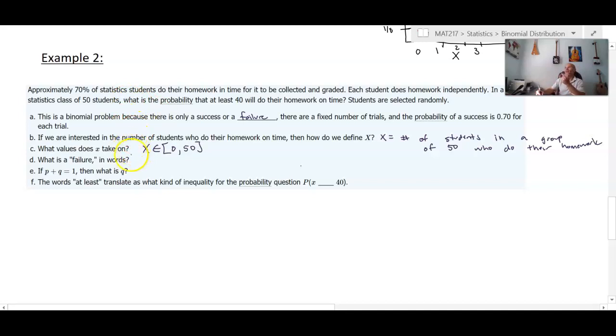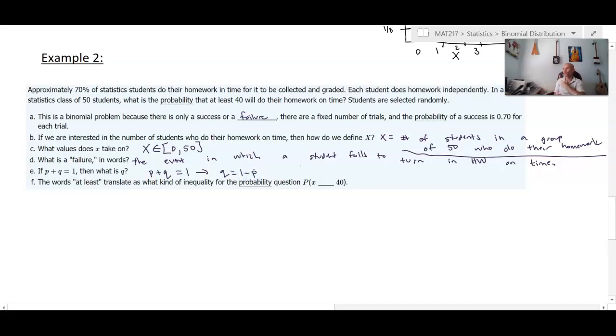What is a failure in words? Well, it's the event in which a student fails to turn in homework on time. And if p plus q equals 1, then what is q? Well, this goes back to the notion that q is equal to 1 minus p, because when you add together the probability of success and the probability of failure, you get 100%. So if you have 2 events, one that has probability p and one that has probability q, in our case p is 0.7, that means q is going to be 1 minus p, which will be 30% in our case.